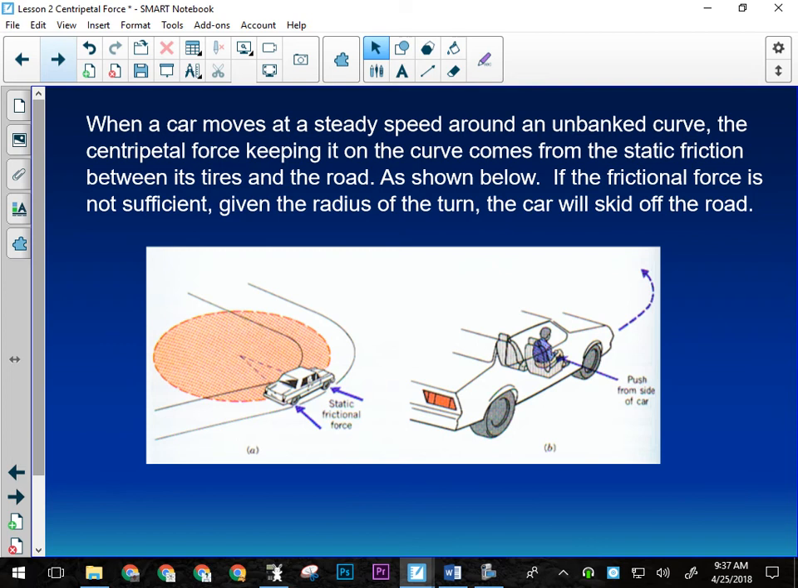Okay, now we talked about this the other day as well. Okay, if we take an unbanked corner and we negotiate it, we're keeping in that corner due to friction. Okay, friction is what holds us in there. So as we go around the corner here, okay, static frictional force, because we're not sliding, okay, helps us to negotiate the corner and pushes us back towards the center of the circle at all points. Everybody okay with that? If it's slippery, then we start to slide out of the corner.